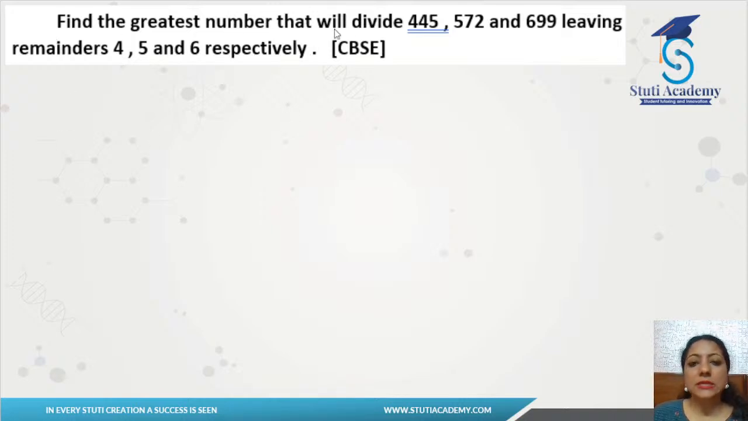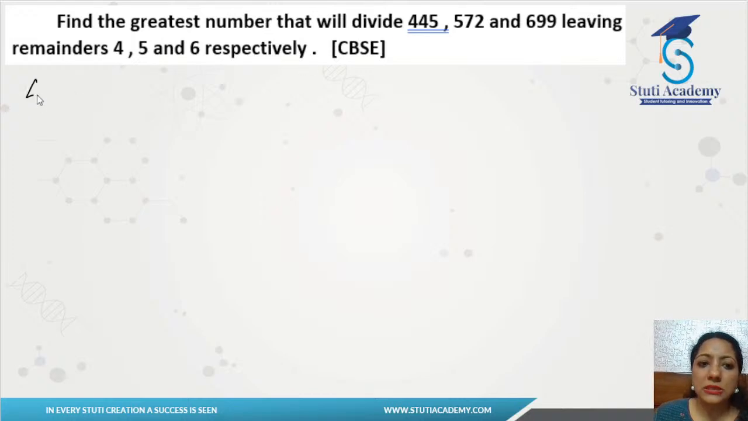Now find the greatest number that will divide 445, 572 and 699, leaving remainders 4, 5 and 6 respectively. A similar question we have discussed just now also, where we were dealing with two numbers leaving remainders, like we did 70 and 125. They were leaving remainders 5 and 8. So this question is similar to that only.